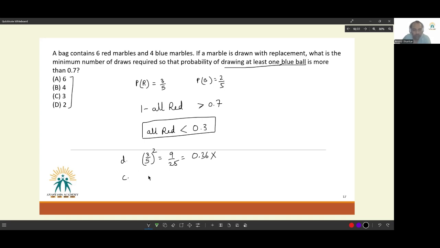Let me check option C. 3 by 5 whole cube will get us to 27 by 125, which is equal to 0.216. And yes, this is indeed less than 0.3. And therefore, the answer to this question is option C. Otherwise, see, this is the smart way of doing it. Otherwise, you will go into the dark web of let's try to solve this using what is known as the binomial theorem and everything. Directly, this way is the best way of solving.